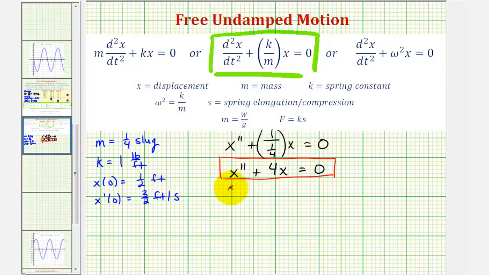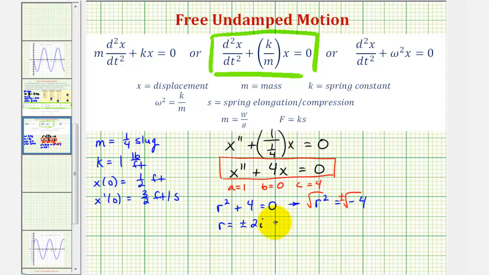Notice how here a equals 1, b equals 0 since there's no x prime term, and c equals 4. Which means the characteristic equation would be r squared plus 4 equals 0. So if we subtract 4 on both sides, we would have r squared equals -4. And now taking the square root of both sides of the equation, notice how we have r equals plus or minus 2i.